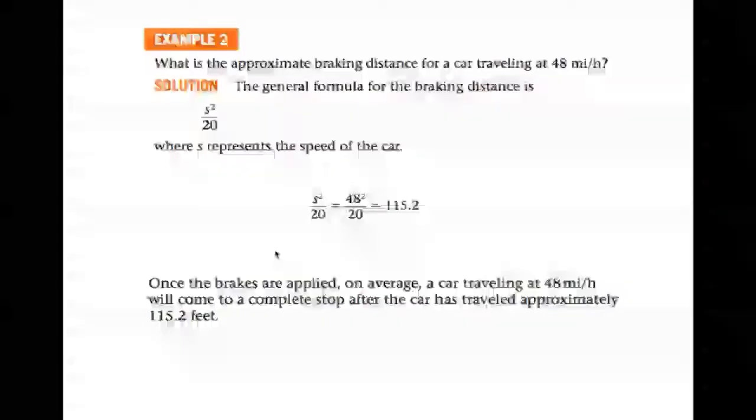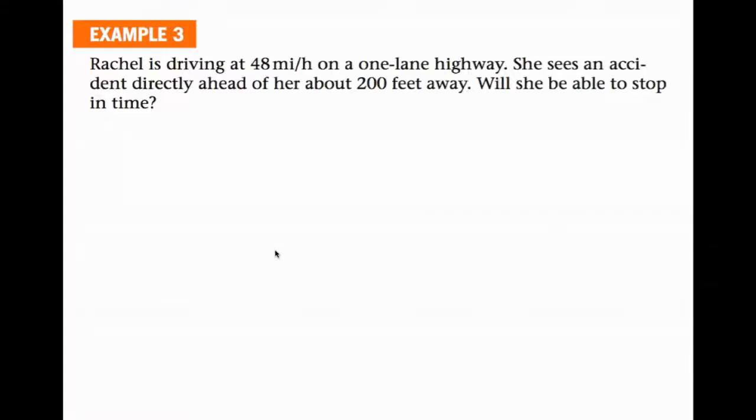You can't stop on a dime. Think about a little kid running in front of your car chasing a ball. You can't stop on a dime, and that's why you don't speed. But here's the deal. It's not just the braking distance, and it's not just the reaction distance. Rachel is driving at 48 miles an hour on a one-lane highway. She sees an accident directly ahead of her about 200 feet away. Can she stop? I love to give questions like this.